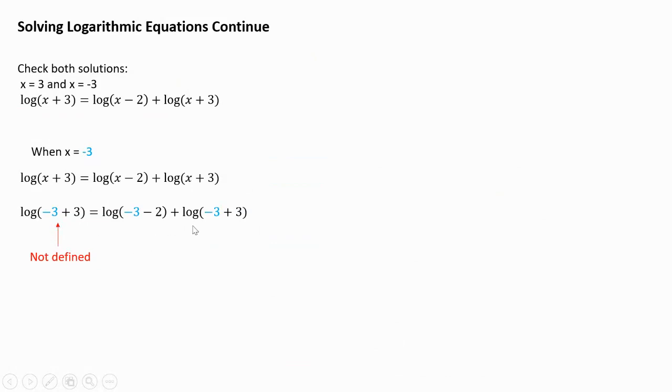And here we're going to get negative 5, and here we're going to get 0. So the negative 3 is not defined, because if you plug it into the calculator, guys, it's going to give you error or not defined. In other words, the value cannot be negative 3. Not a solution.